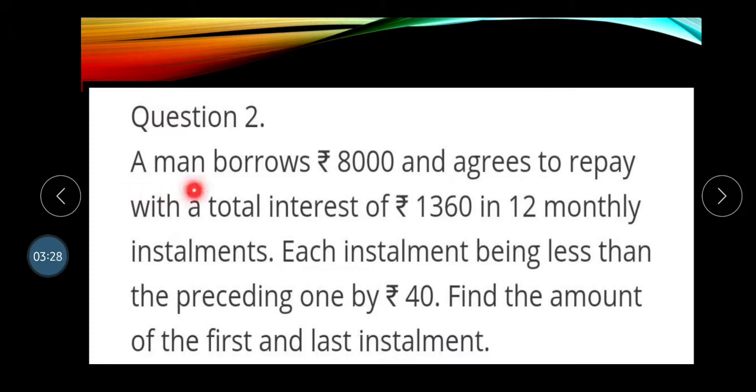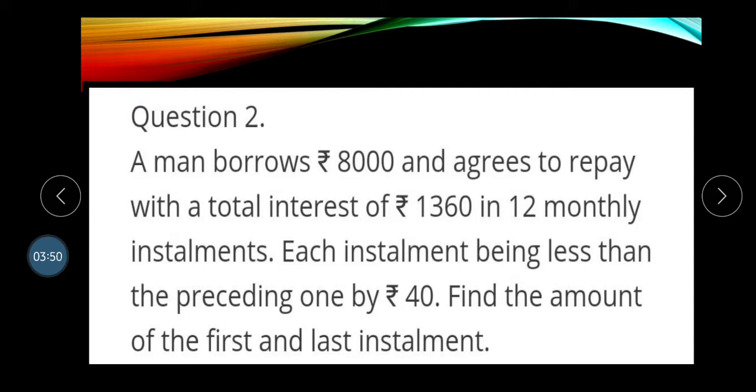Question 2. A man borrows rupees 8,000 and agrees to repay the total interest of rupees 1,360 in 12 monthly installments, each installment being less than the preceding one by rupees 40. Find the amount for the first and the last installment.